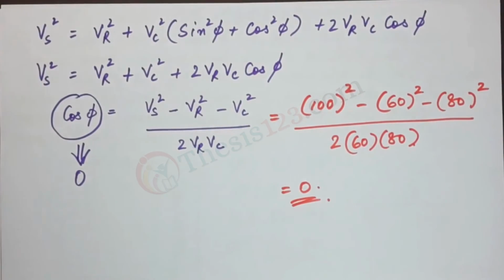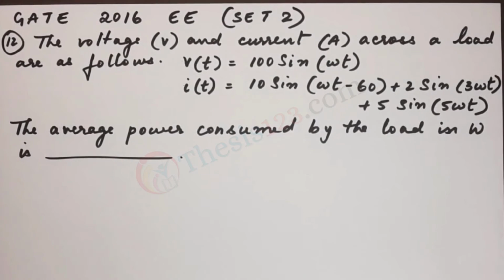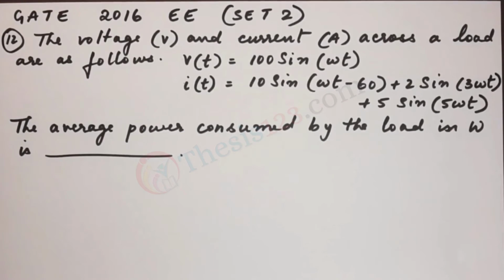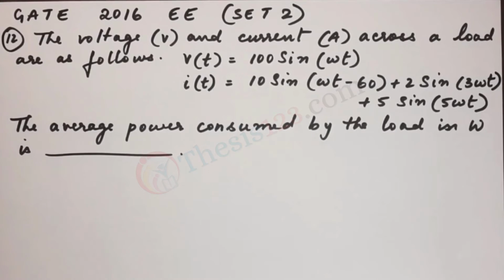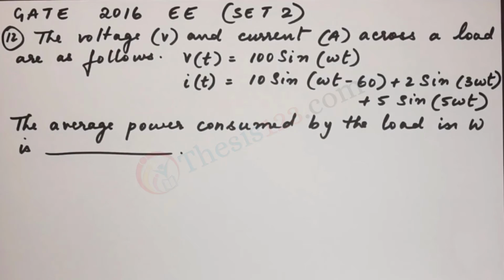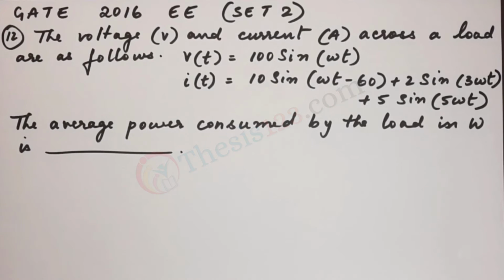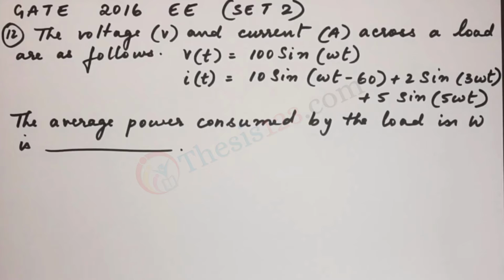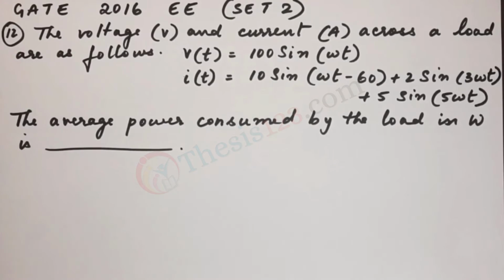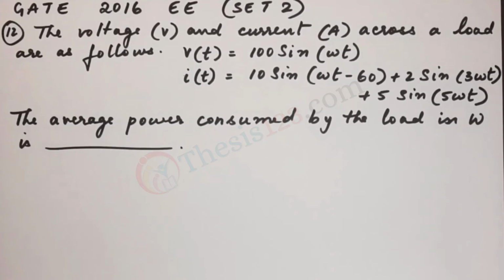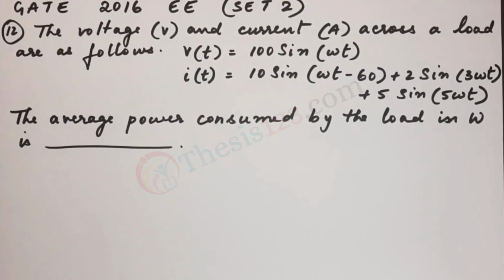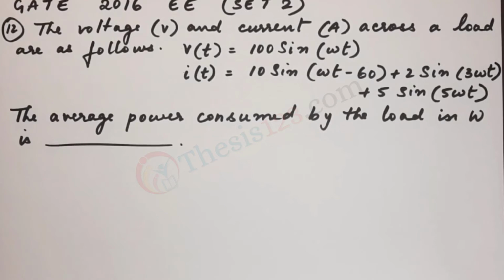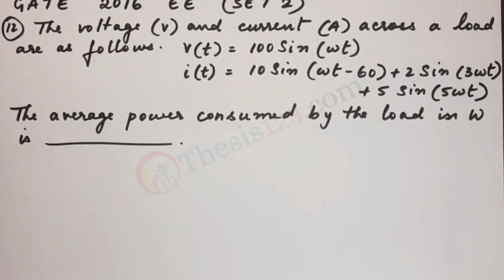I hope this has helped. Here's the next question, number 12. The voltage V and current I across a load are as follows. V of t is given as 100 sin omega t. I of t is given as 10 sin(omega t minus 60) plus 2 sin 3 omega t plus 5 sin 5 omega t. The average power consumed by the load in watts is dash. This is not a multiple choice question, so we will have to work it out.